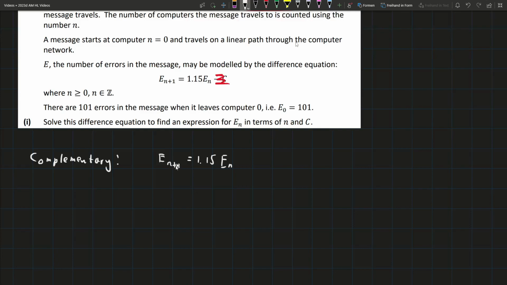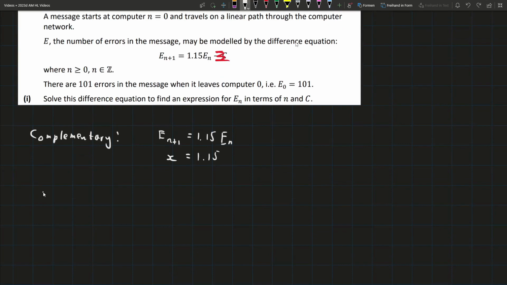Since this E(n+1) is one term ahead, we'll call that the x, which is the highest power, equals 1.15 times technically x to the power of 0, since this is another one down, but x to the power of 0 is just 1, so we just have x equals 1.15. That means that our complementary solution, which I'll write as En complementary, is going to be of the form, this is just one of the theorems on the course, 1.15 to the power of n times some constant A. And that's our complementary solution.